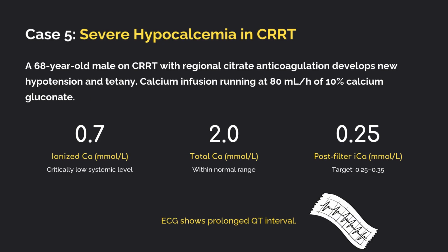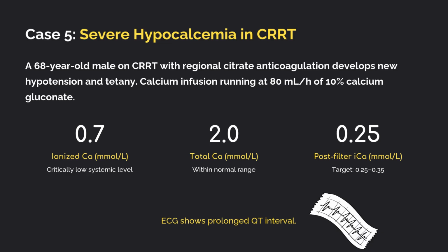Moving to a last case, case 5, severe hypocalcemia in CRRT. We have a 68-year-old man on CRRT using regional citrate anticoagulation. He developed new hypotension and tetany, clear signs of acute hypocalcemia. His calcium infusion is running at 80 milliliters per hour of 10% calcium gluconate.